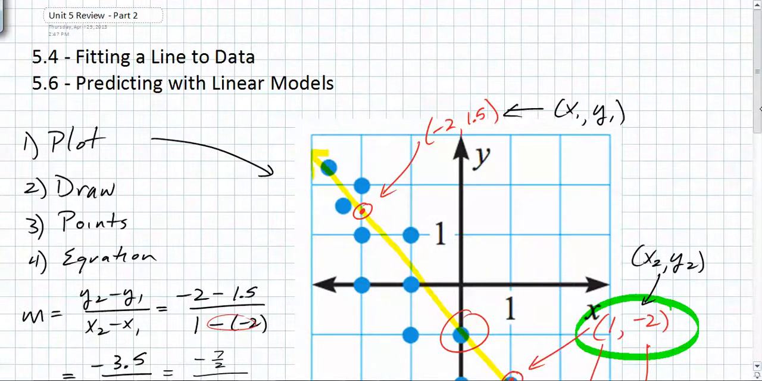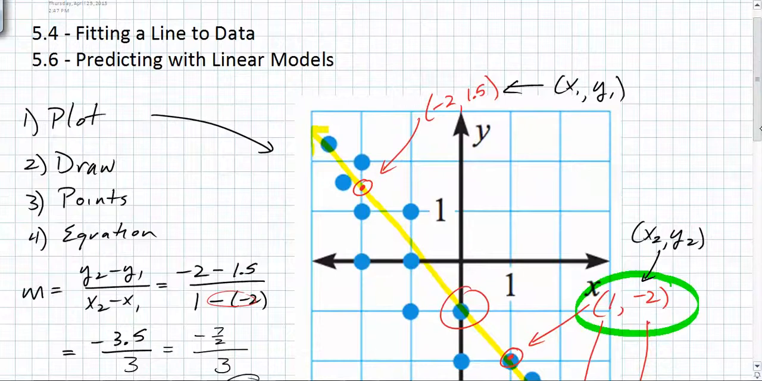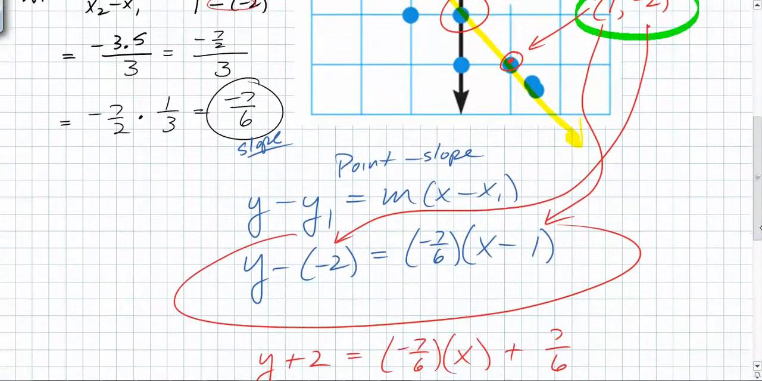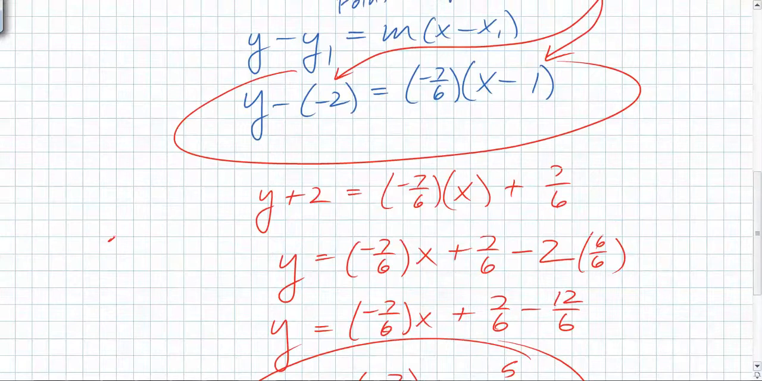So first plot the data, draw the line, pick 2 points, use it to find the slope. You could use point-slope form and get the equation. So this was in point-slope form right here.